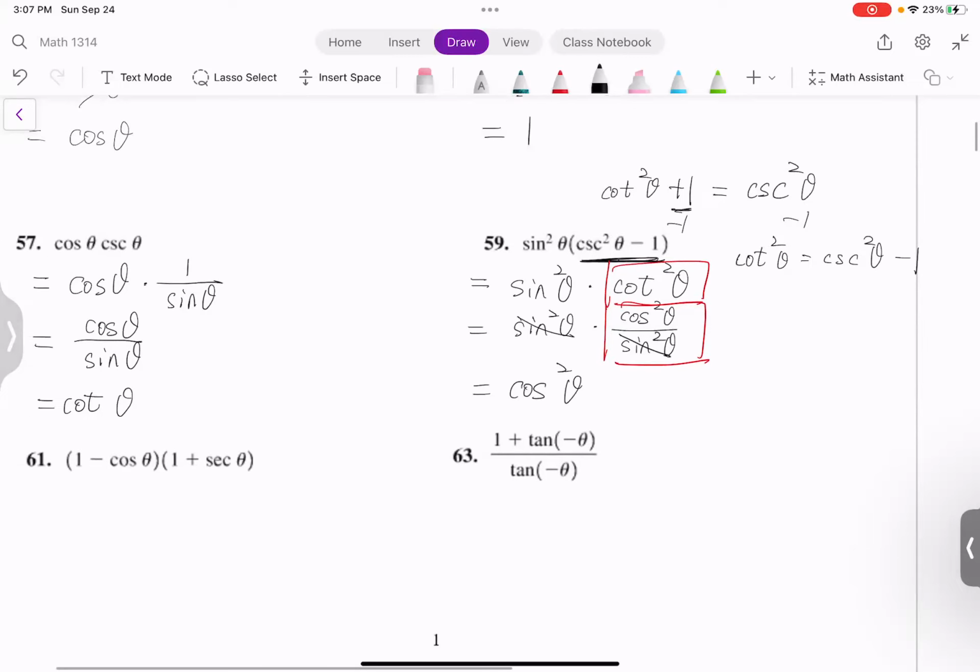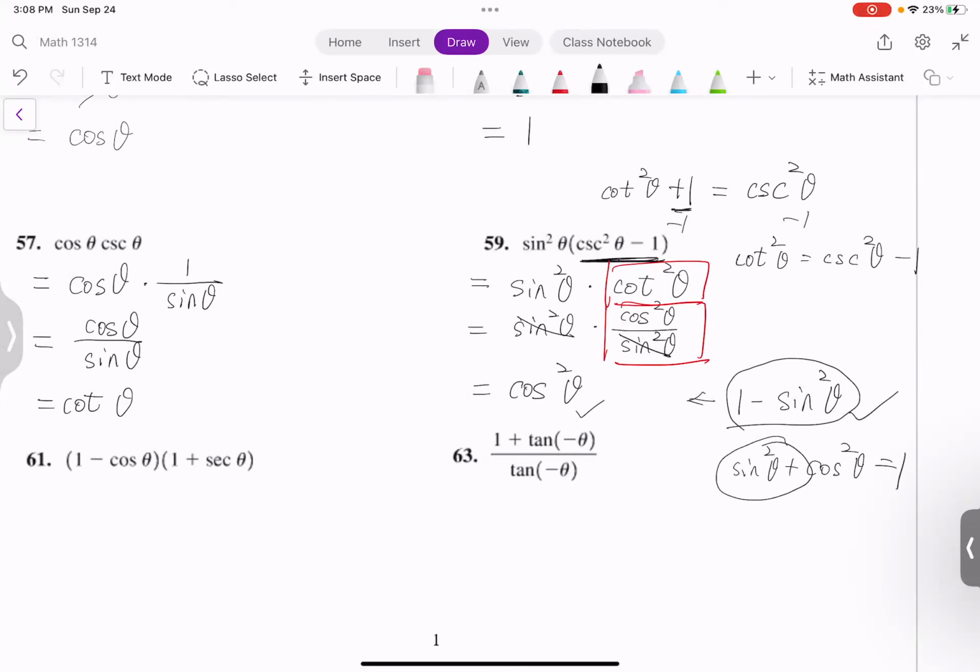Okay, so you say, can I rewrite this one? Because I know that cosine theta squared is 1 minus sine theta squared. Yeah, if you have this solution, you get full credit. If you have this, you get full credit. Because I know that sine theta squared plus cosine theta squared equals 1. If you want to isolate the cosine theta squared, that is 1 minus sine theta squared.